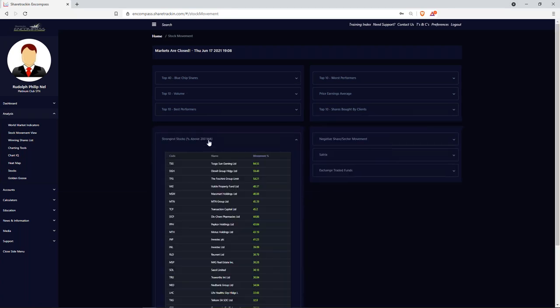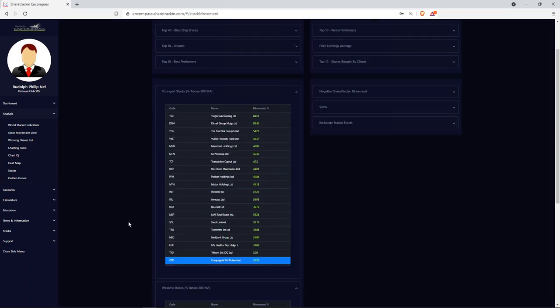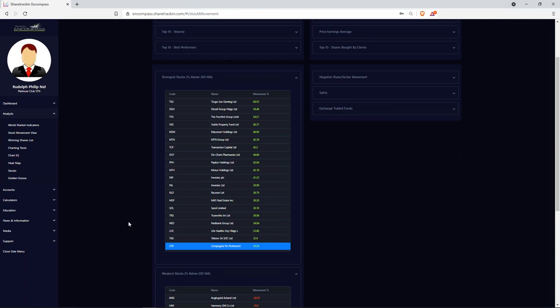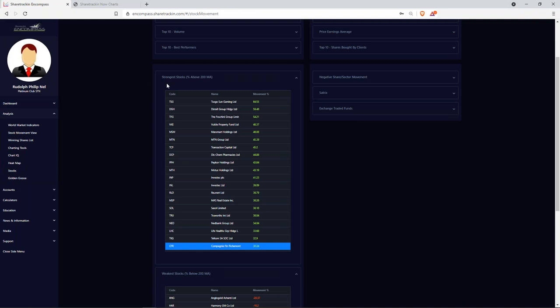Okay. Stronger stocks percentage above, and also weaker stocks percentage below 200-day moving average. Now these are basically based on the charting. So if we could quickly open Chart IQ and we go to the chart, you'll see that I've got this red line on the chart over here. Now this red line over here, this is the 200-day moving average. Now that's what these two are based on. Now if you look at THG Toko San, it's currently sitting 64% above the 200-day moving average, where CFR is only sitting 30% above the moving average.